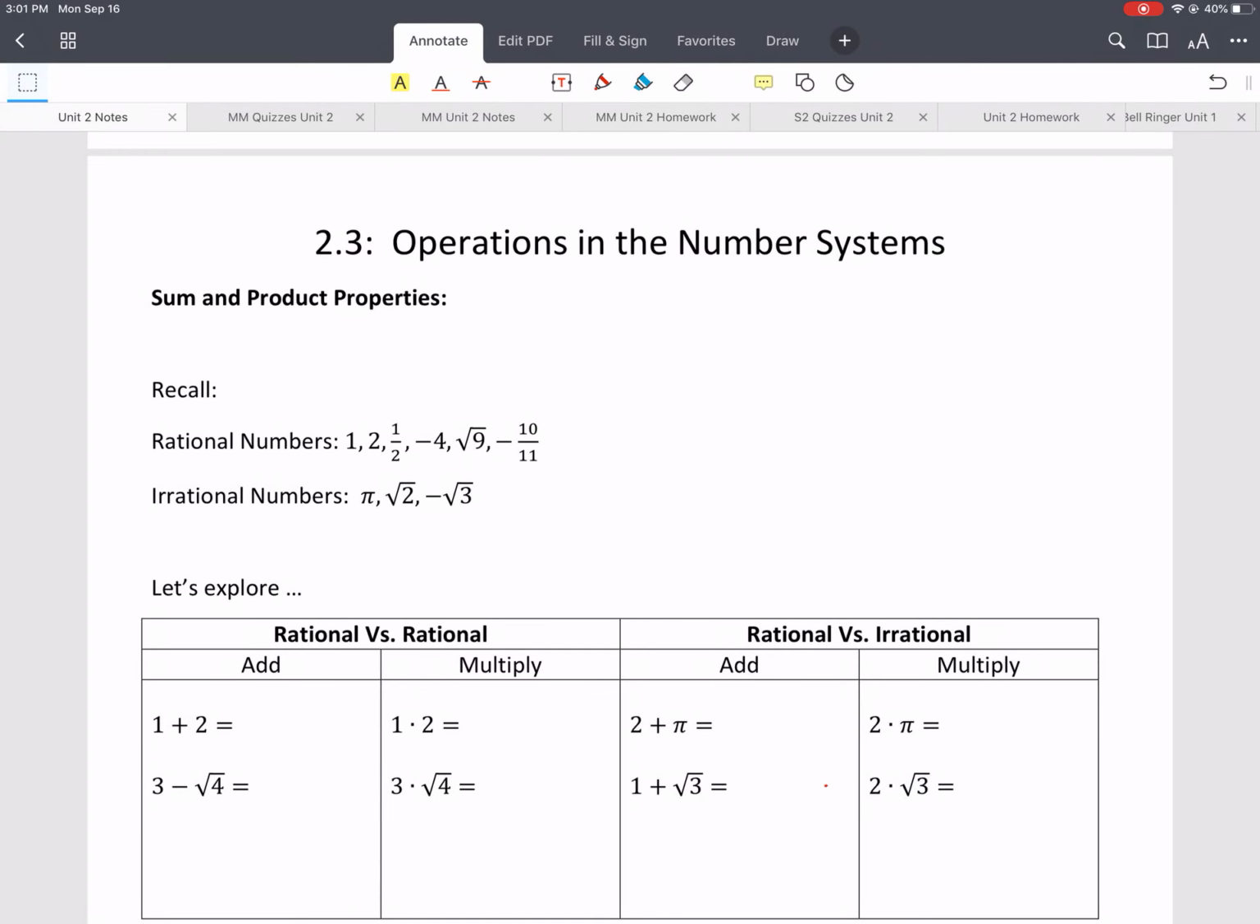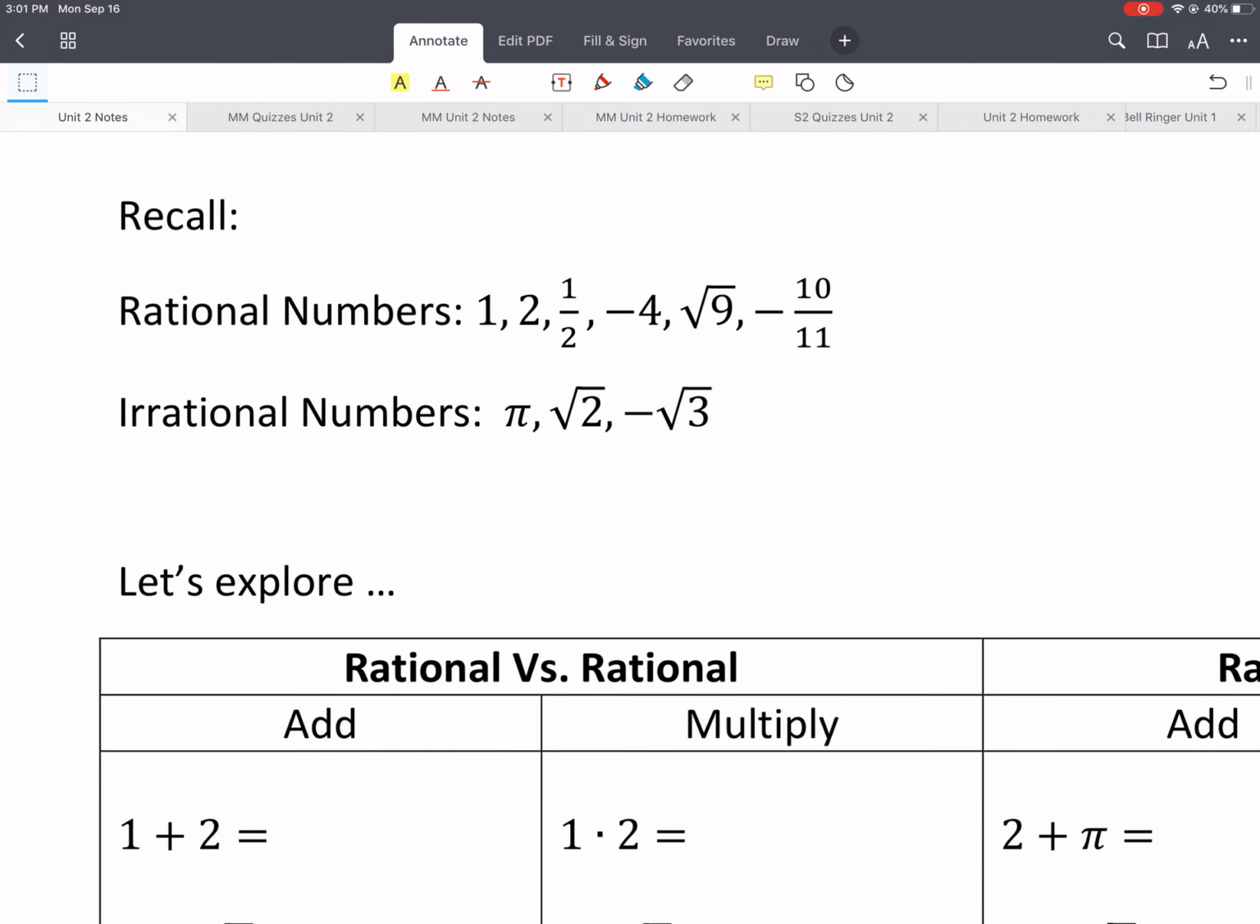2.3 operations in the number system. So we've talked about rational numbers and irrational numbers. Here's some examples of rational numbers like 1, 2, a half, -4, square root of 9. Okay, those are all rational numbers. They can all be written as a fraction.